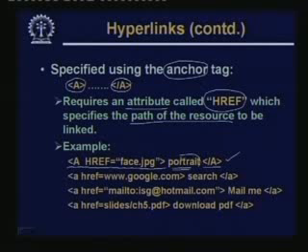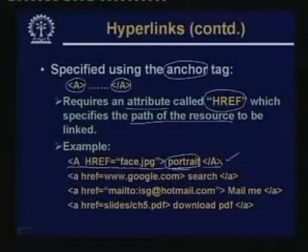So, the text which is lying between the begin and end anchors will be the text displayed highlighted on the browser, and that is the text on which you can click using the mouse. There will be a highlighted text called portrait. If you click that portrait with the mouse, you will go to another page where this image face.jpg will be displayed.